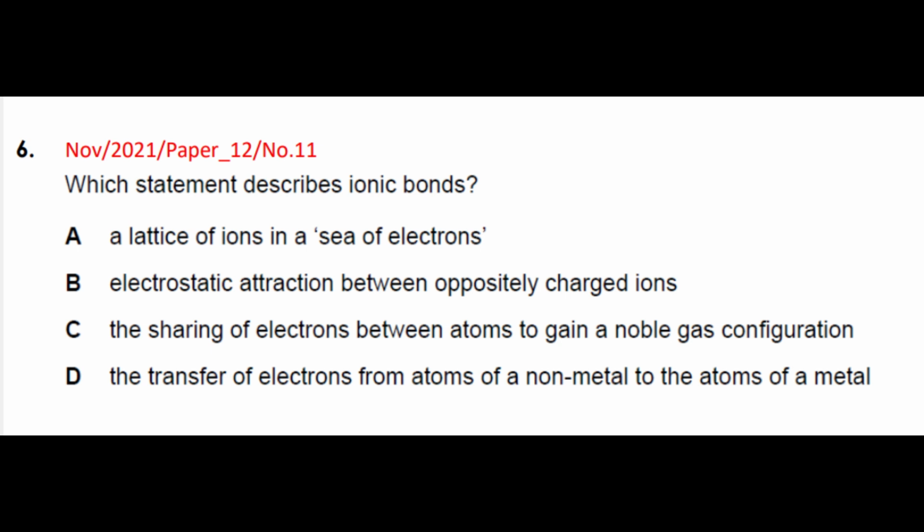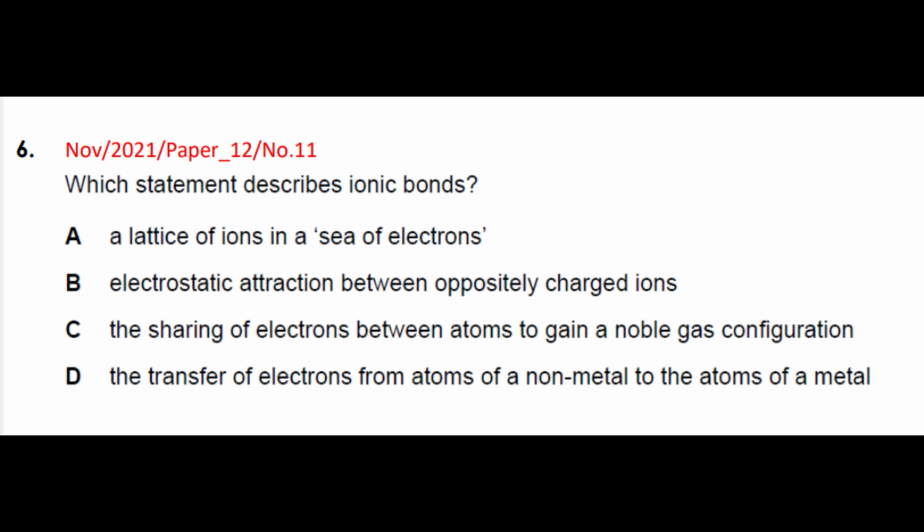Next question says which statement describes ionic bond? Alright, before we read the options, you must recall the definition of ionic bonding. Ionic bonding is a type of chemical bond which is formed due to the electrostatic force of attraction between the ions. As the name shows, it is an ionic bond, so ions are being attracted, and that is the electrostatic force of attraction. The reason is the ions are oppositely charged, so the opposite charges attract each other. So the word electrostatic is a very important word in the definition of ionic bond. Now let's read the options.